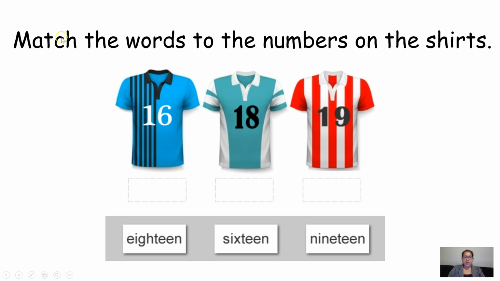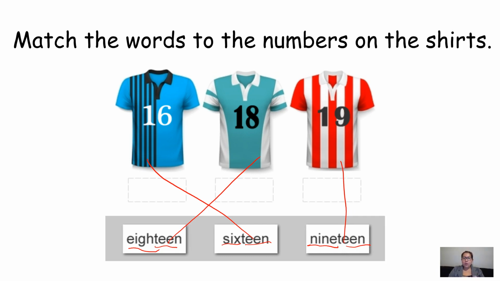First we're going to match the words to the numbers on the shirts. We have number 16 on the blue shirt, 18 on the green shirt, and 19 on the red and white striped shirt. We have the word 18, so that's going to go to this green shirt. Then we see the word 6 and then teen. That's going to go to this shirt. And then we have the word 9 and then we add teen. That goes to the red and white striped shirt, boys and girls.